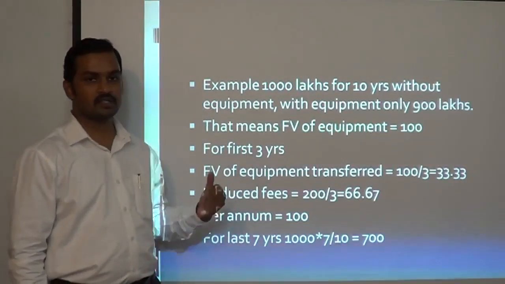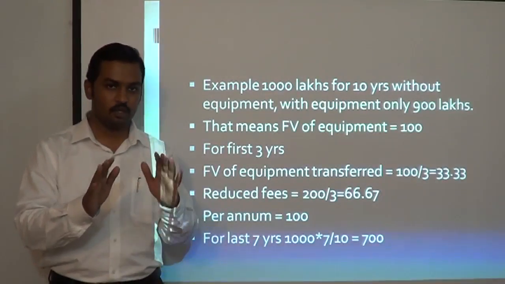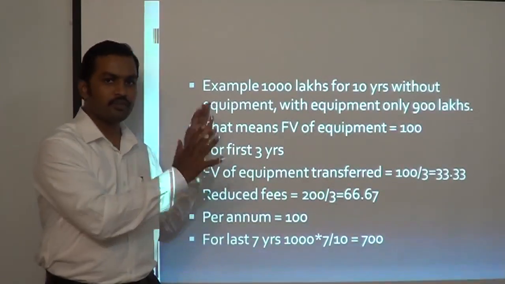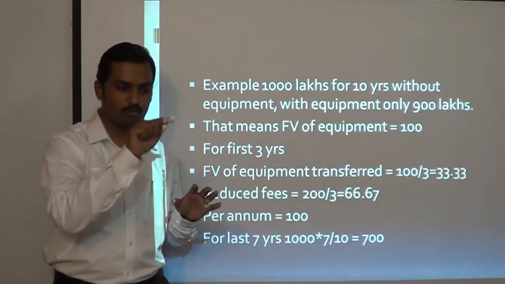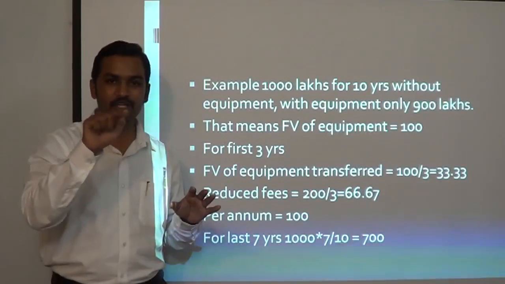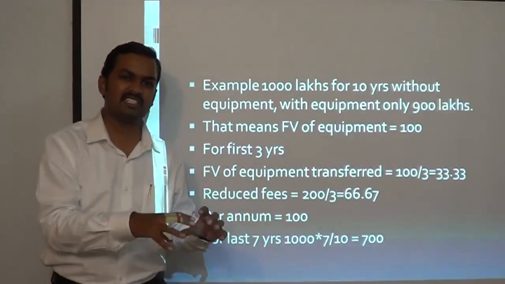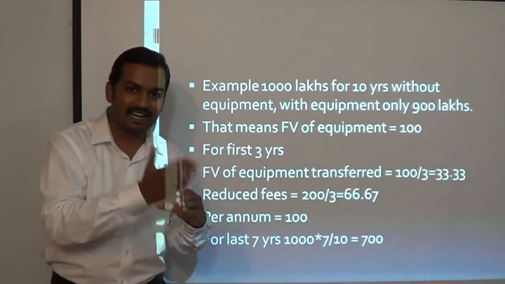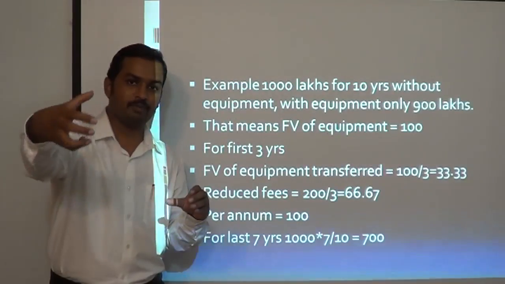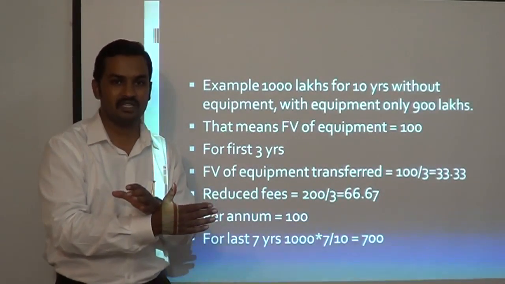For the first 3 years, how am I going to recognize revenue? See, the total revenue from the agreement is 1000, and it is for a 10-year period. That means for 3 years it should be 1000 divided by 10 into 3, which is 300. So for the first 3 years you can recognize a revenue of only 300 lakh. Out of this 300 lakh, 100 lakh is the fair value of the equipment received from the bank. The remaining 200 lakh is the fees income.